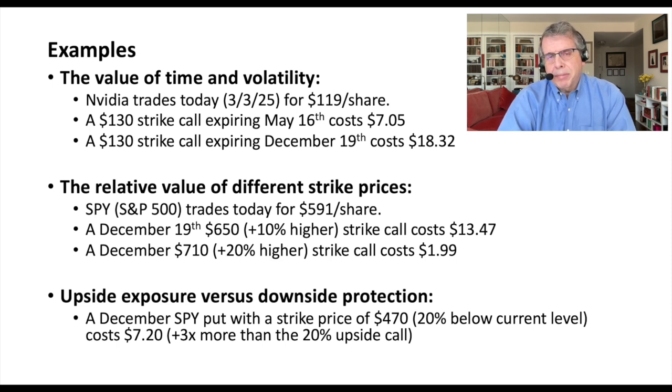If you wanted to buy some protection against the S&P declining by 20%, so down to about 470 on the spiders, that would cost you $7.20 right now. That's 3 times more than the 20% upside call. So you get a sense that options prices are not linear. They're not even on both sides. The cost of protection, the cost of insurance is much higher than playing for the upside. And that makes sense. There should be more demand for downside protection.